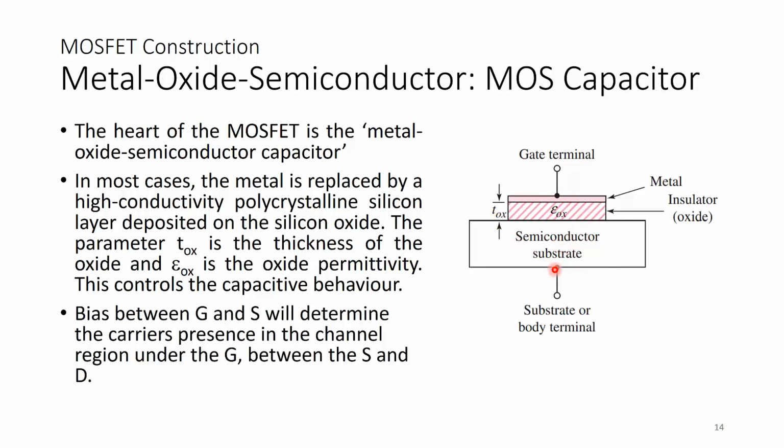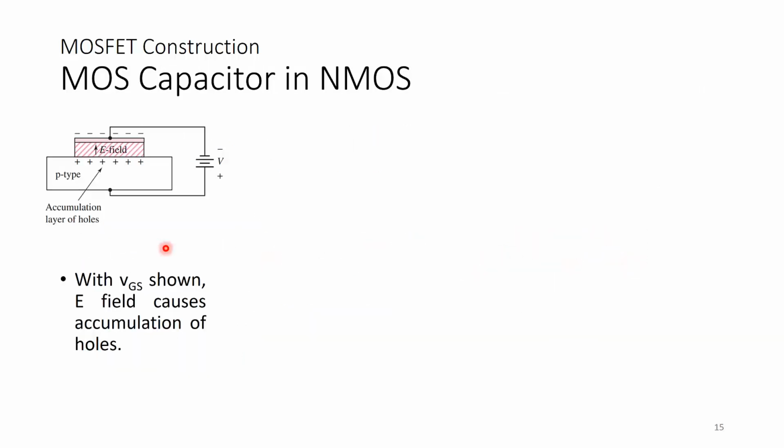So what is it going to do actually? The bias between the gate and source will determine the carriers' presence in this channel region under the gate between the source and drain. Now let's see what we mean by that. Consider this configuration of biasing. In this case we connect the negative terminal of the voltage source to the gate and the positive terminal to the bulk. So with this VG as shown, the electric field causes accumulation of holes.